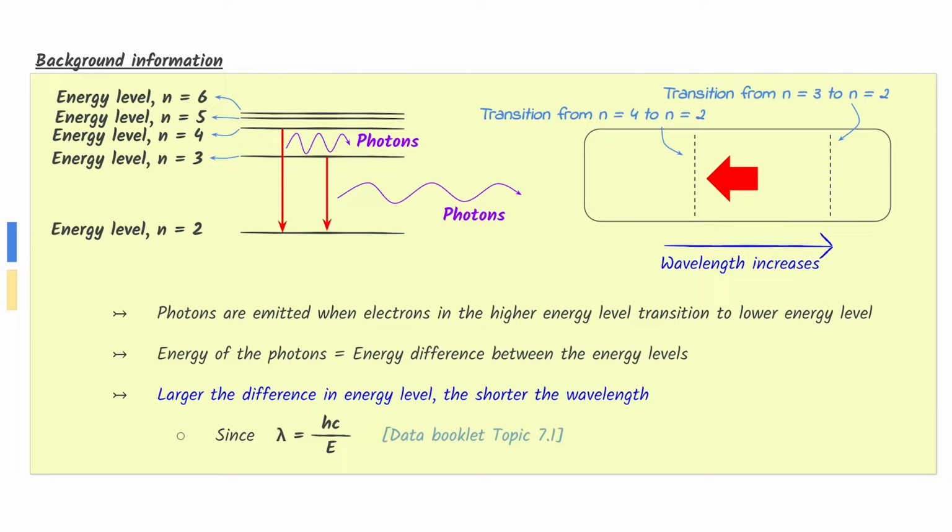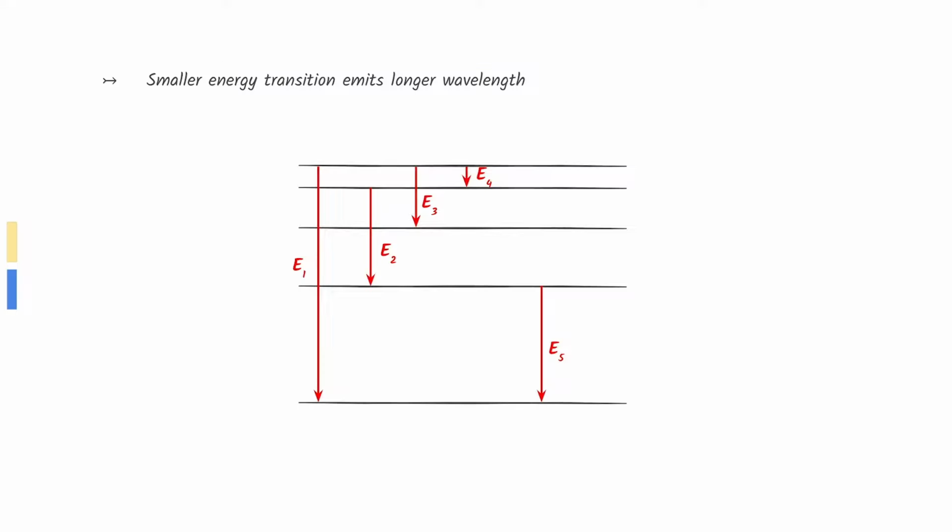Here is another electron transition, but this time from a higher energy level. On the emission spectrum, we can see that the emitted photons have a shorter wavelength. However, in this question, we are looking for a transition that gives rise to a photon with longer wavelength. A smaller energy transition than E3 will emit a photon with a longer wavelength. The only energy transition that is smaller than E3 in this question is E4.